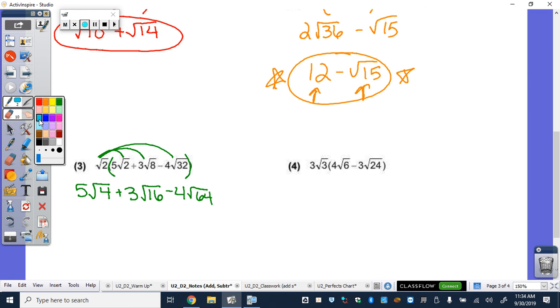So square root of 4 turns into a what? 2, and then times the 5 that's up front gives us a 10. Square root of 16 turns into 4, and then times that 3 gives me a 12. Square root of 64 is 8, and then times the 4 gives us a minus 32. So adding those all together, we end up with negative 10.